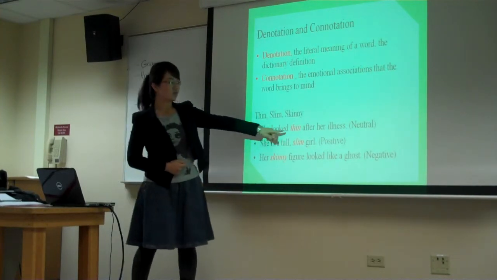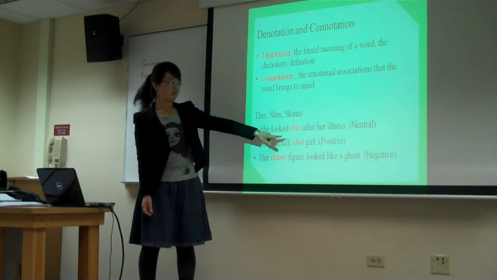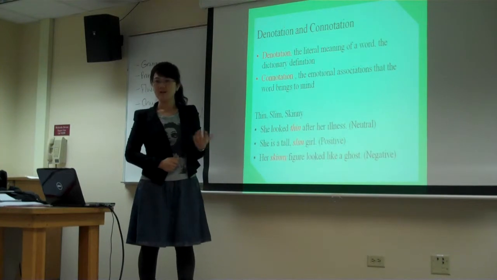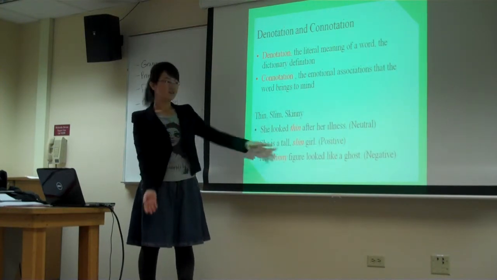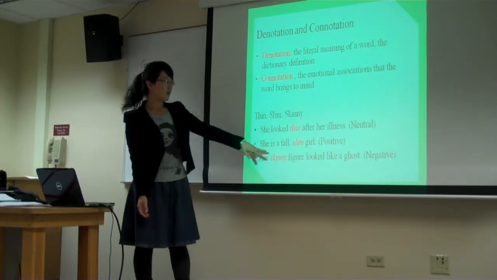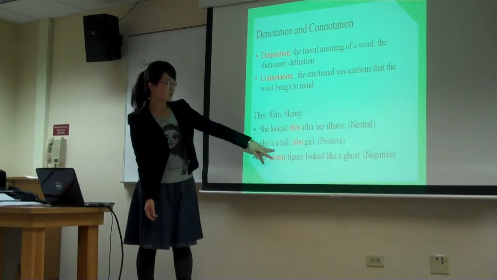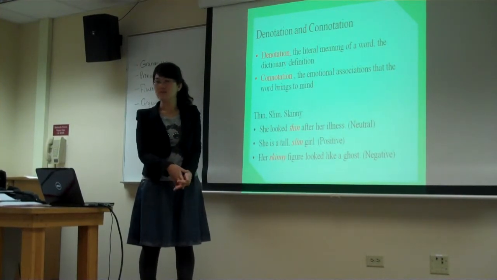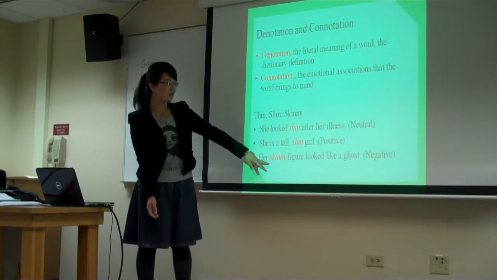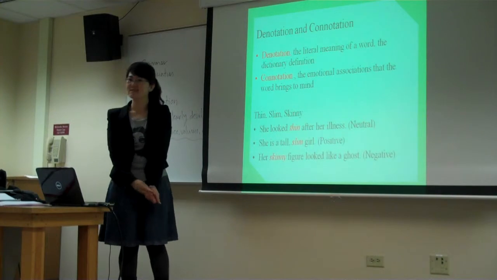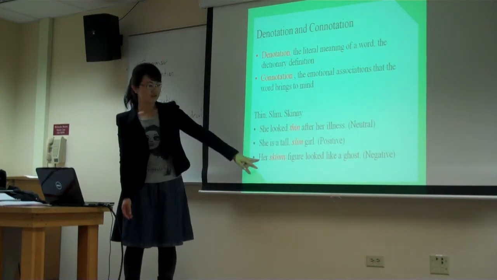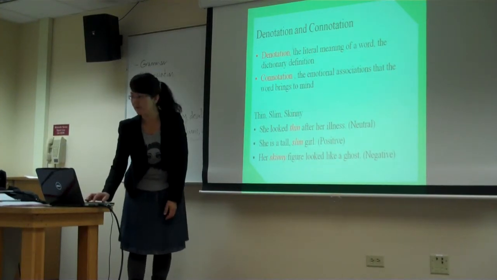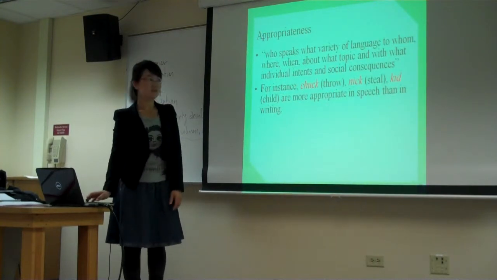For example, she looked thin after her illness. Here, thin. What kind of connotation? It means it is a neutral word, right? We have no negative or positive feeling when using this word. But here, this sentence, she is a tall, slim girl. Here, slim is used positively, right? Positive connotations. And her skinny figure looked like a ghost. Okay, here, skinny. So the speaker has some negative feelings when using this word, right? You understand? Okay.